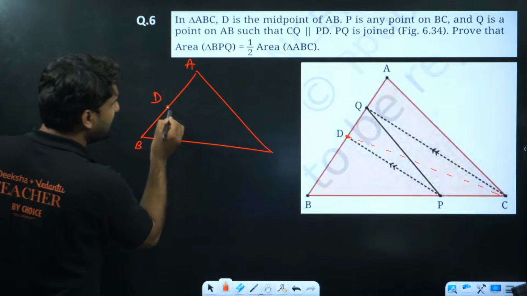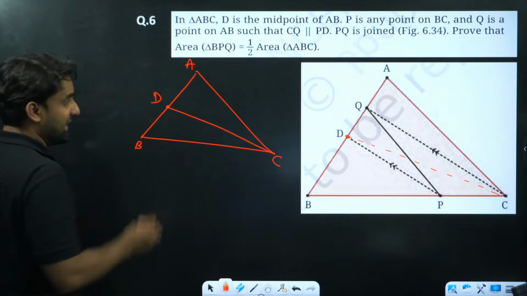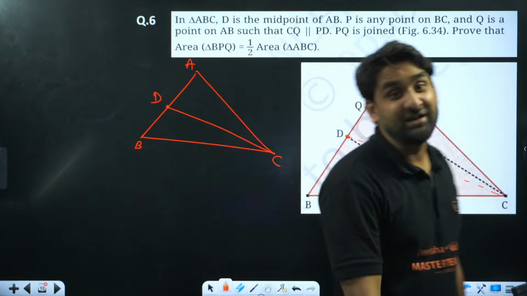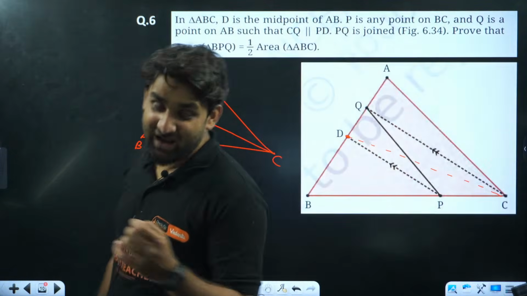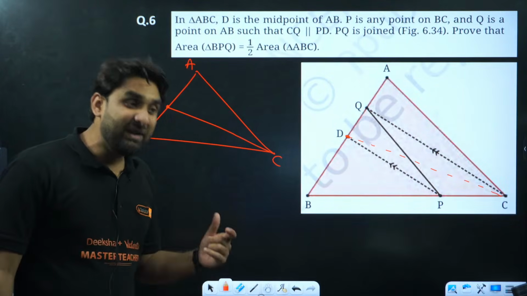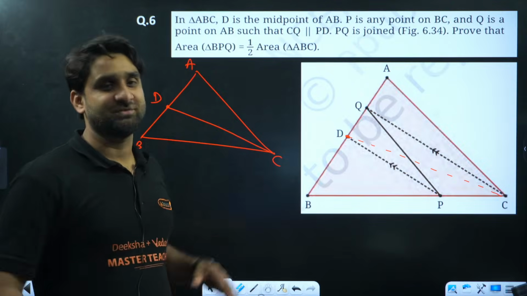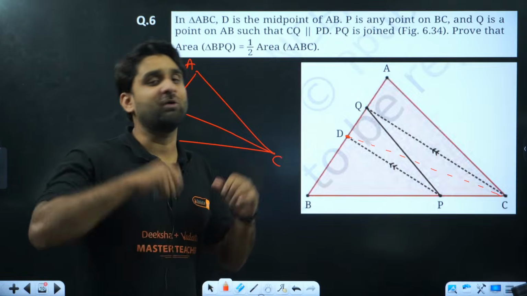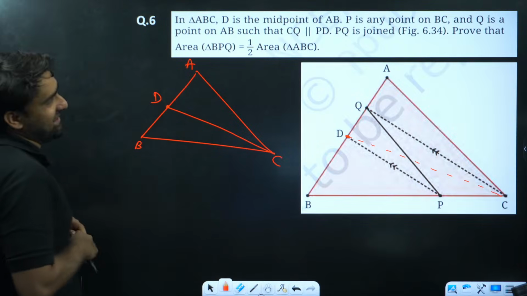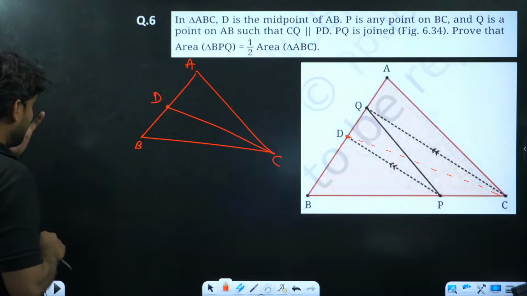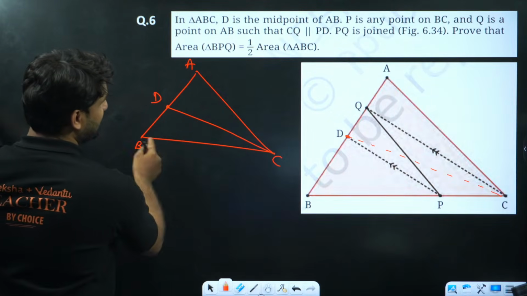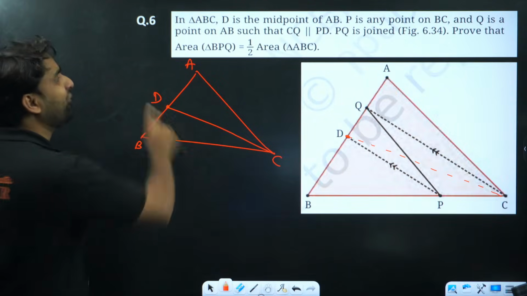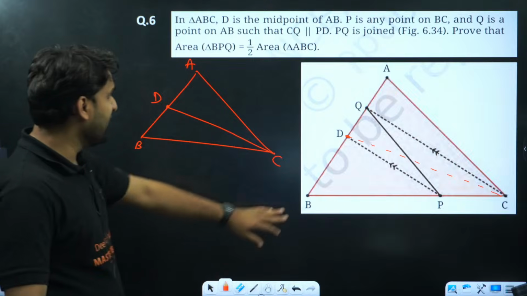If I join D from C, this is C, and D is the midpoint. So CD will become a median. CD will become a median. And do you know what is the work of a median? A median divides a triangle into two equal parts. Agree? A median divides a triangle into two equal parts. So it implies that the area of BDC will be equal to half of ABC. And where is BPQ?